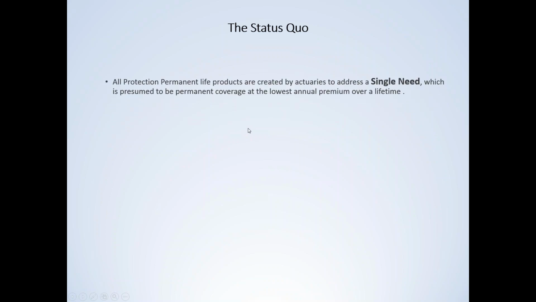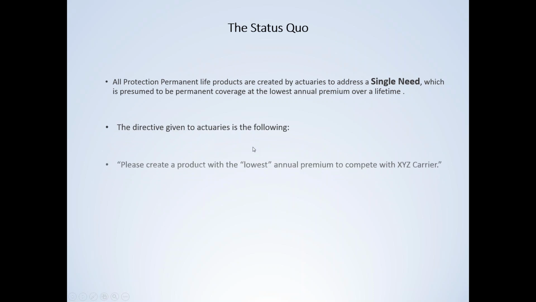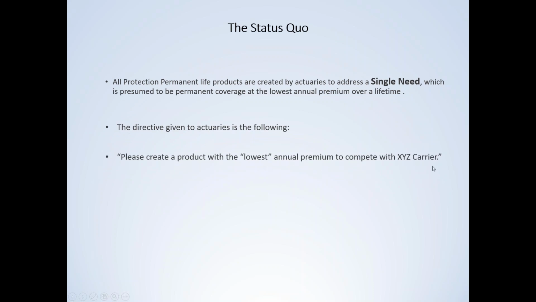Let's talk about the status quo in the life insurance business right now. All protection permanent life products are created by the actuaries at the home offices of all the top companies, and they're generally designed to address a single need, which is presumed to be permanent insurance at the lowest annual premium over a lifetime. So the directive given to those actuaries is the following: please create a product with the lowest annual premium to compete with whoever the competitor happens to be.